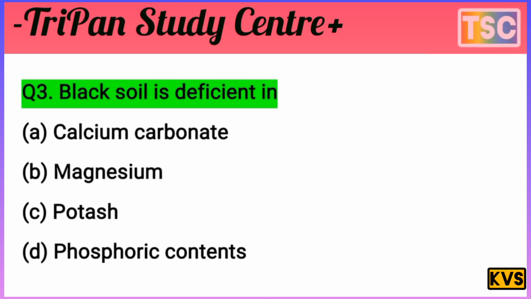Come on, first of all test your knowledge, and I'll give you a few seconds. You must have thought of your answer. Let's see our answer. The question is most interesting: black soil is deficient in. Calcium carbonate is not it. Magnesium is not applicable. Potash is also not applicable. But the answer is phosphoric content. The black soil is deficient in phosphoric content. That's the important answer. Let's see the next question.